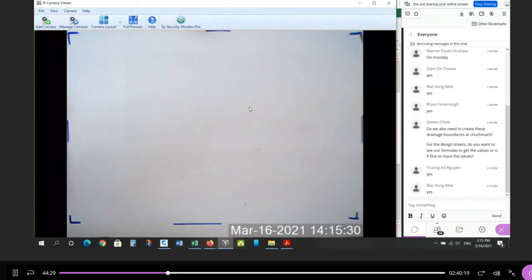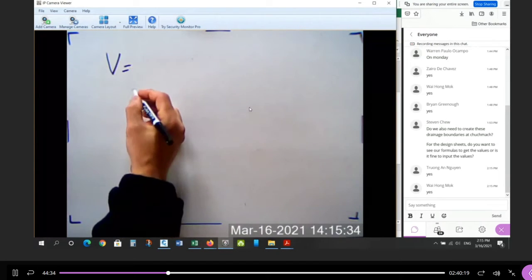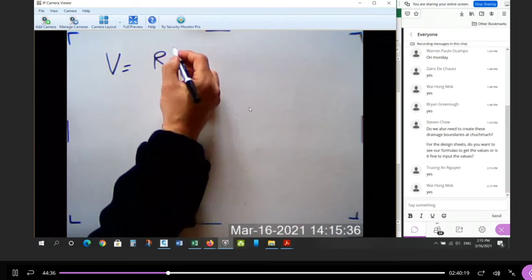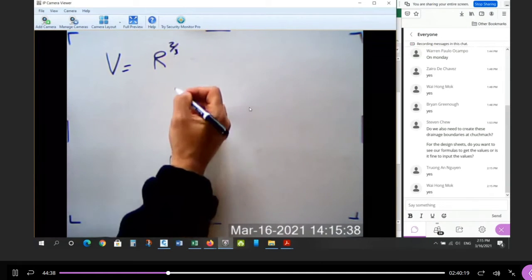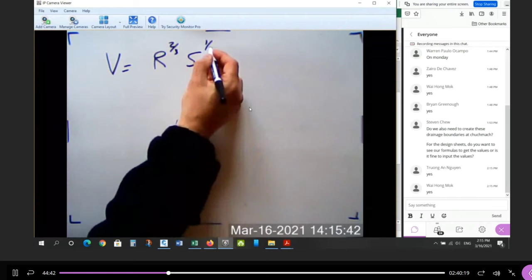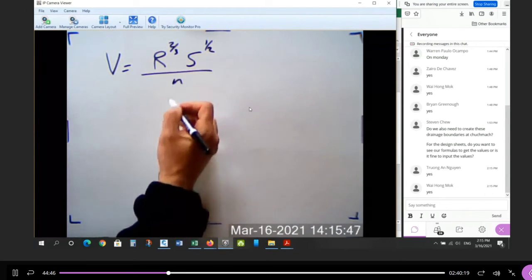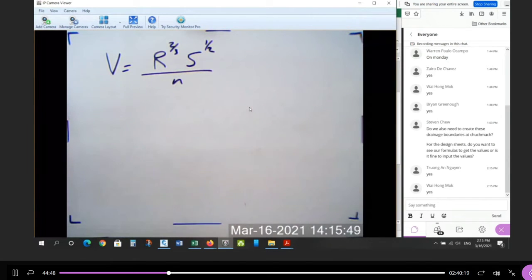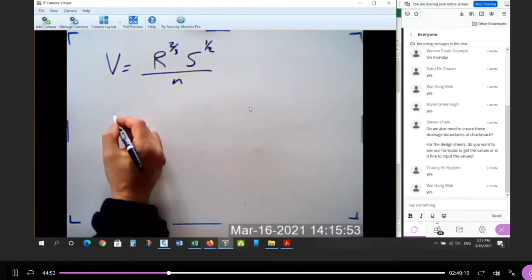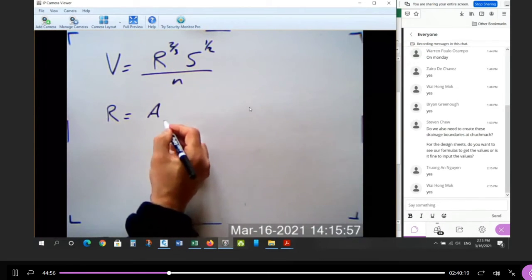So when it comes to Manning's equation, we talk about the velocity. We want to calculate V is equal to R to the exponent 2/3 times the slope to the half, which is square root. And when we take 1 over, we divide by n, the roughness coefficient. That's Manning's equation for velocity. R is the hydraulic radius, which is the area divided by the wetted perimeter.